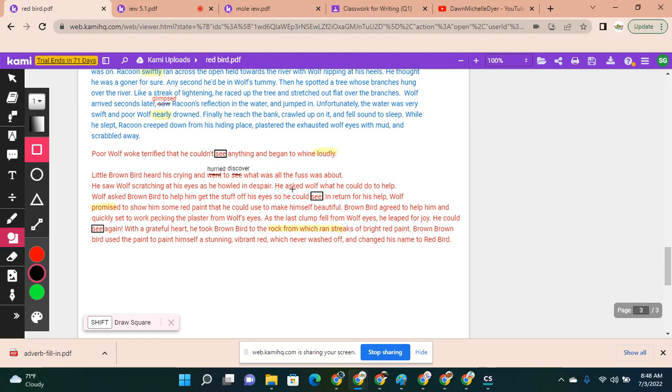Then it says, he asked Wolf what he could do to help. Wolf asked Brown Bird to get the stuff off of his eyes so he could see. In return for his help, Wolf promised to show him some red paint that he could use to make himself beautiful. Brown Bird agreed to help him and quickly set to work picking up the plaster from the wolf's eyes. As the last clump fell from the wolf's eyes, he leaped for joy. He could see again. Like I said, he could glimpse again, he could view again. That doesn't make any sense to me. So in some cases, the word see you may want to leave in there, if it's literally talking about seeing.